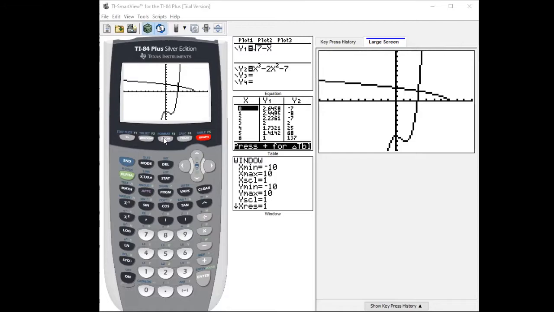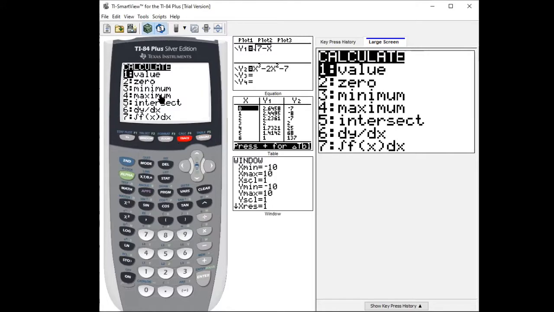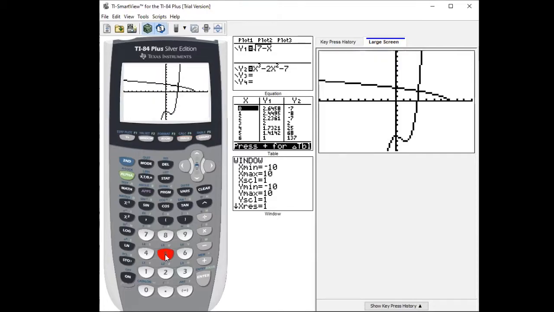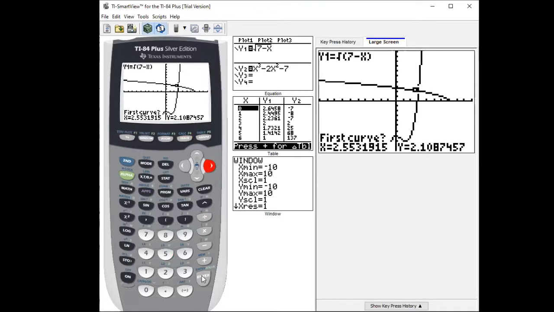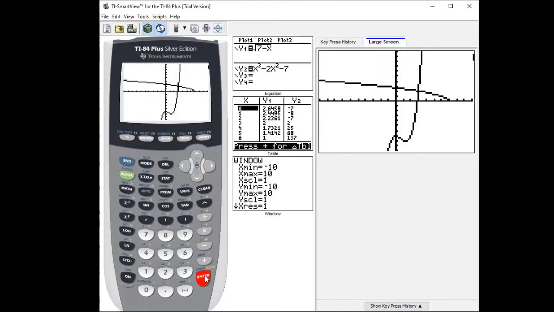So I'm going to hit second, calculate. Now we have value, zero. We did zeros. We did max and min. We're down to number 5. So you can scroll the thing down or you can just press the number 5. So I'm looking for where the graphs intersect, where they meet. So the flashing thingy is there. Now it says first curve. What you do is take the flashing thingy and move it close to where they meet and then hit enter. The flashing thingy now jumps to the second curve. So just move it again closer. Hit enter one more time and it should land me right on my spot.